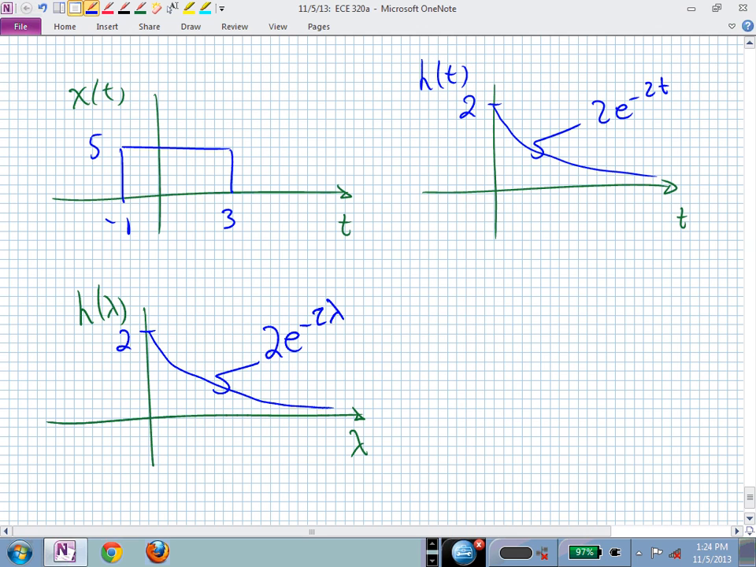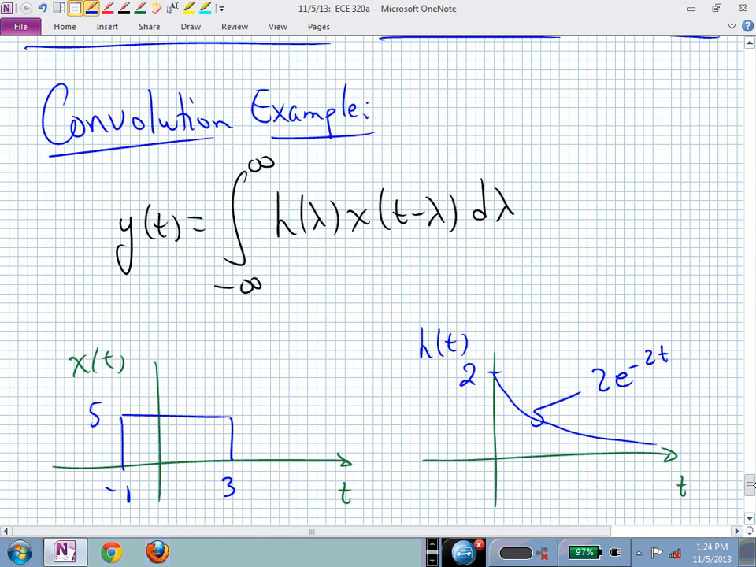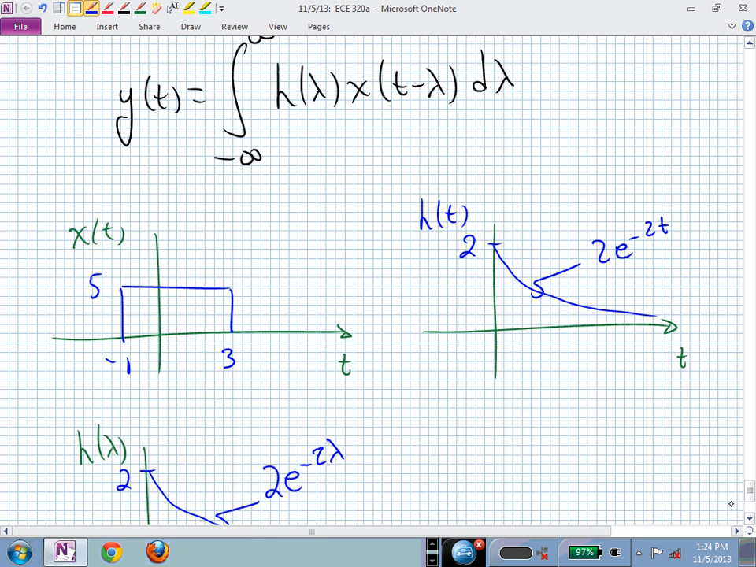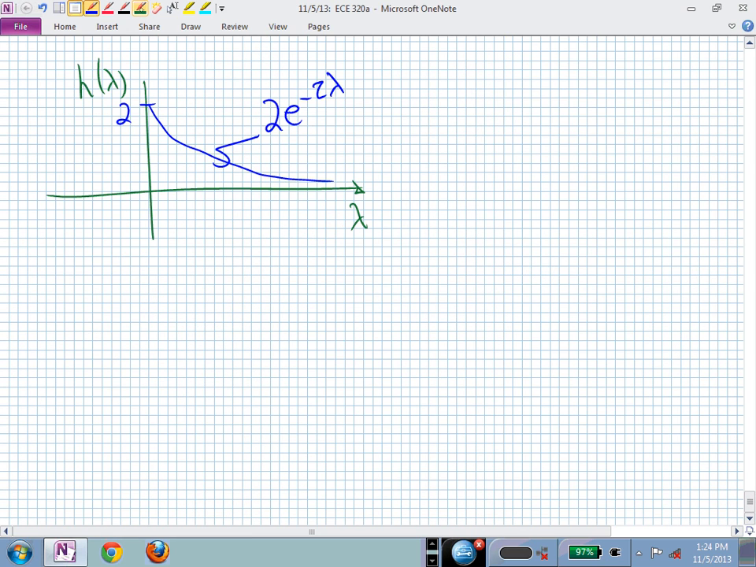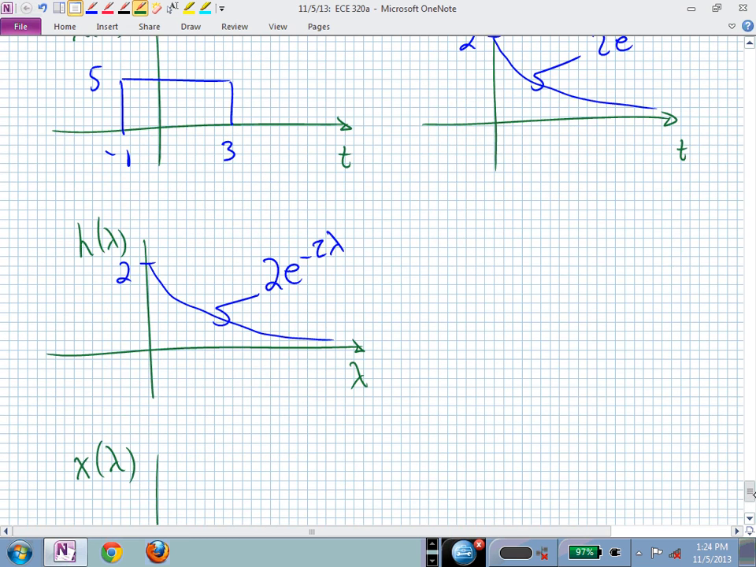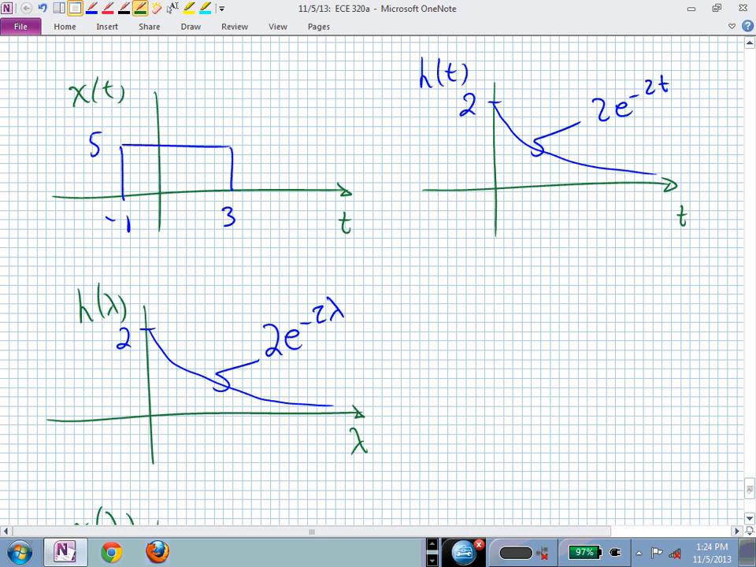Questions on where that came from? I need that in my convolution argument. That's h of lambda. Now what I need to do is find x of t minus lambda. So let me just work through the steps. First of all, if this is lambda and this is x of lambda, what does that look like? Better be an identical copy to x of t, isn't it, if I want x of lambda.